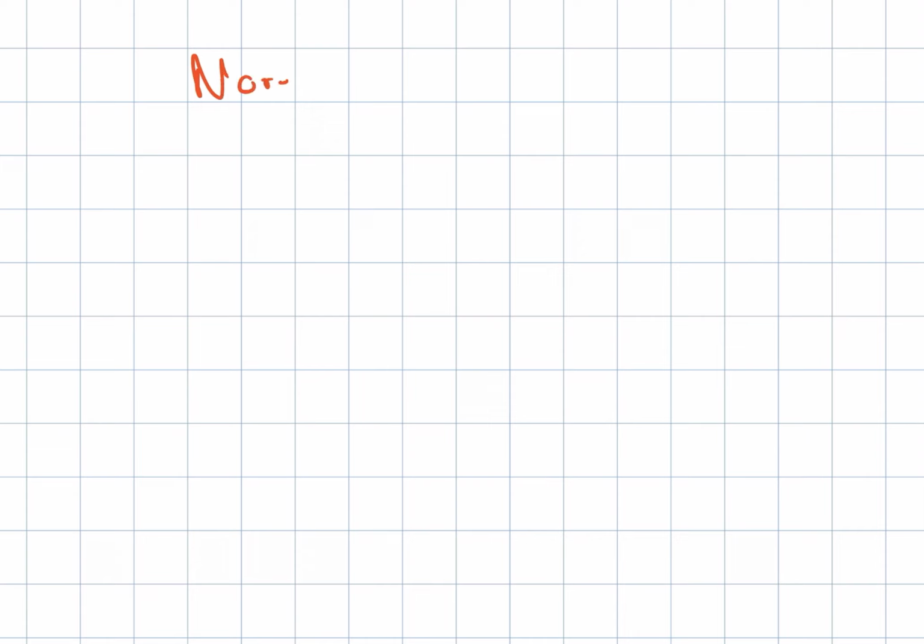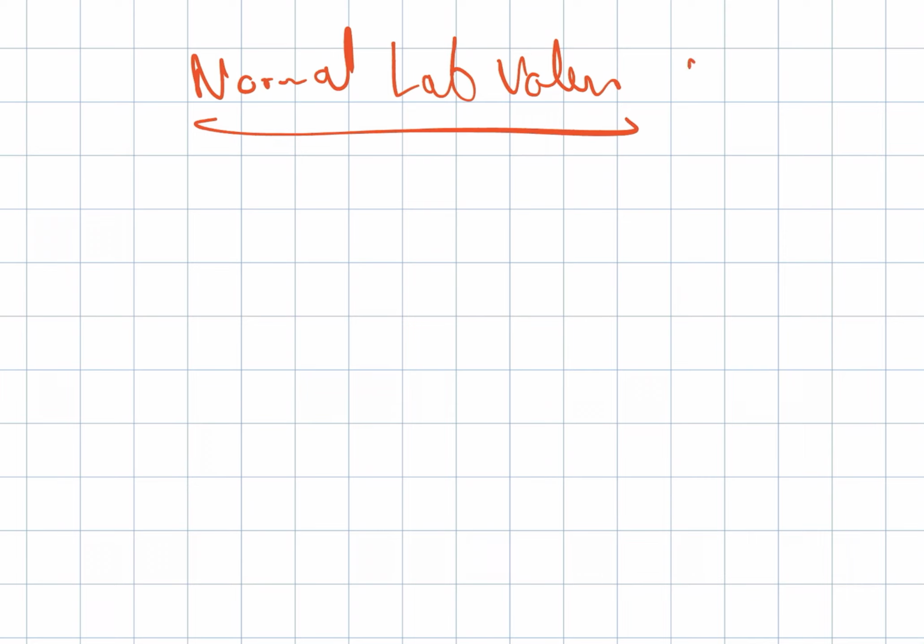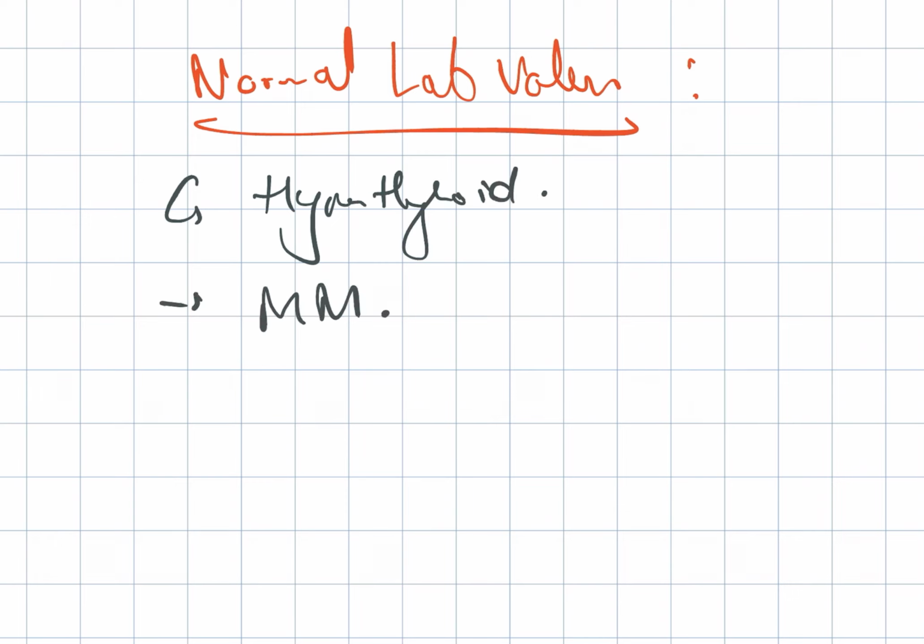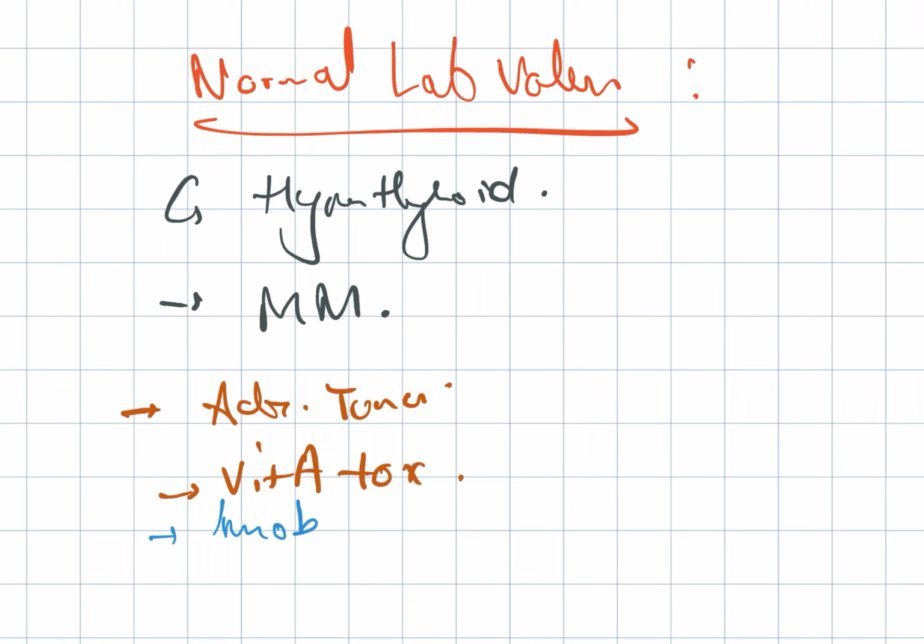Next, in cases of normal lab values, the causes can be hyperthyroidism, or it can be due to multiple myeloma, adrenal tumor, vitamin A toxicity, and immobilization or milk alkali syndrome.